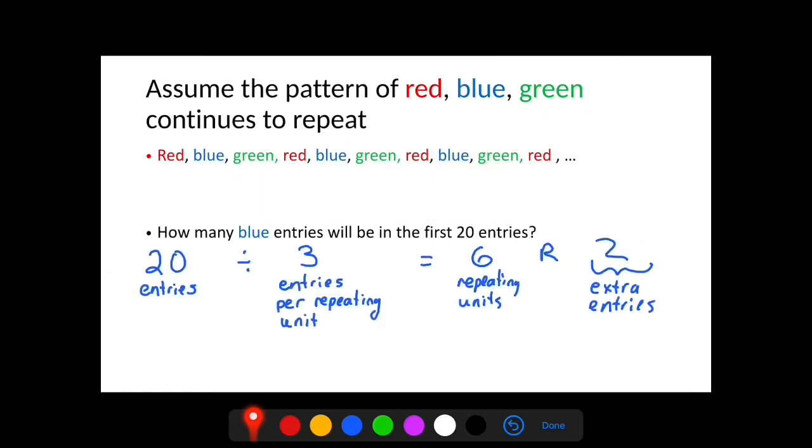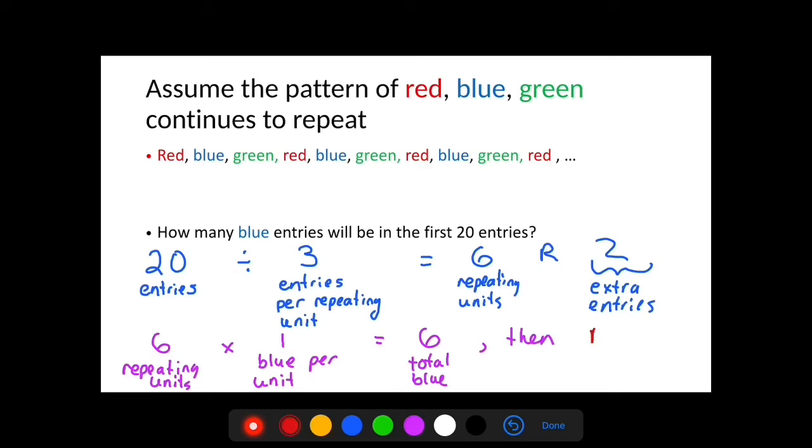So using this reasoning, if I have 6 sets of 3 and then 2 left over, I could say that if I have 6 repeating units with 1 blue per repeating unit, then I get 6 total blue. And for those 2 additional entries, I'll have to add 1 more blue to get 7.